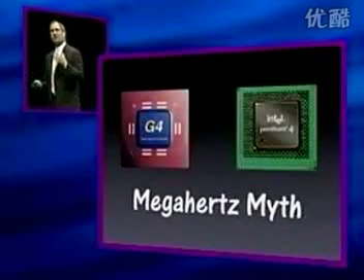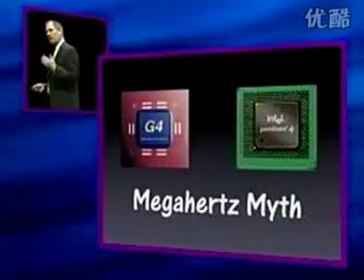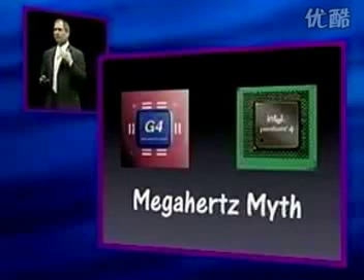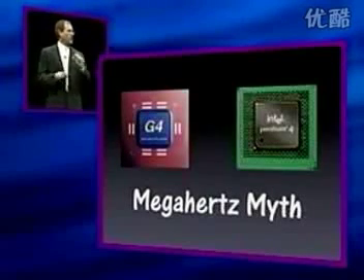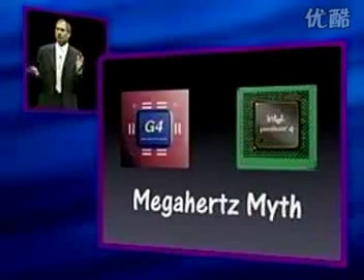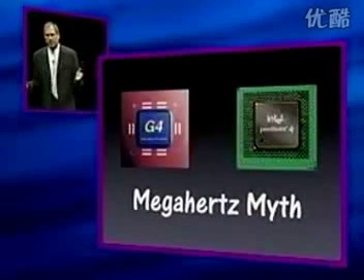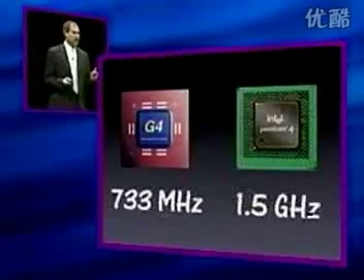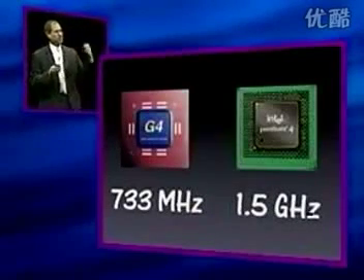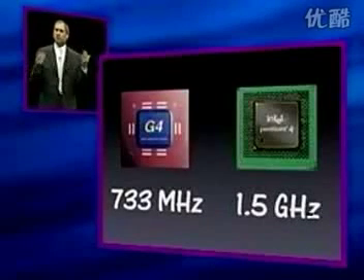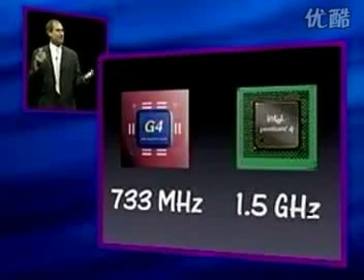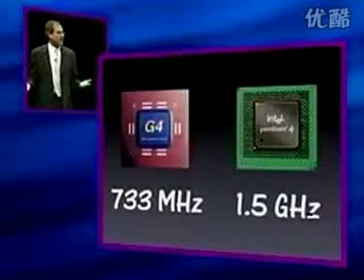This illustrates the megahertz myth. Megahertz is one measure of performance, but it's only one. There are many others that determine an overall system's performance. And what we see here is that when we compare different processor families, it's like comparing apples and oranges when it comes to megahertz.